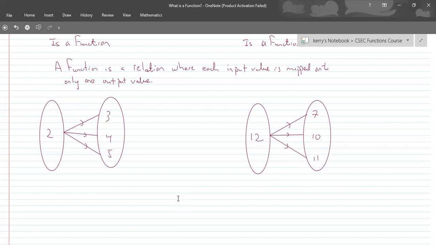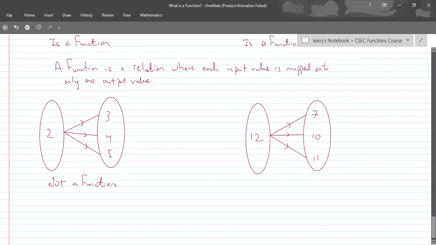So for those who paused the video, going back through one more time, a function is a relation where each input value is mapped onto only one output value. Now, only could be replaced with exactly, but we're not getting into that right now. 2 is mapped onto 3, remember this is an input, but 2 is also mapped onto 4, and it is also mapped onto 5. So this 2 has 3 arrows coming out of it. But to be a function, each input must have only one arrow exiting it. You must only have one output element per input value. So this here is actually not a function.